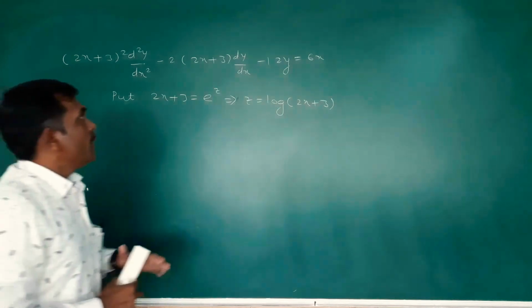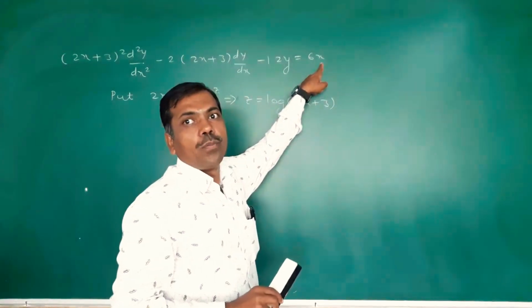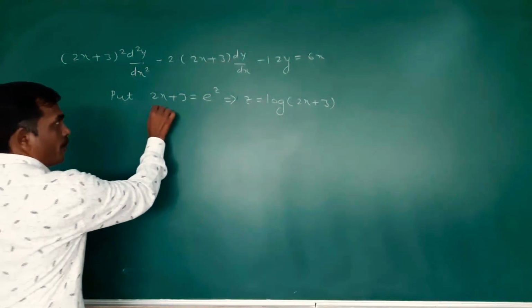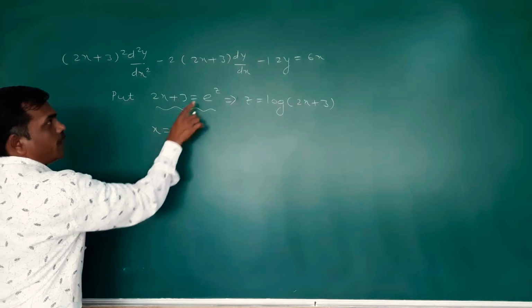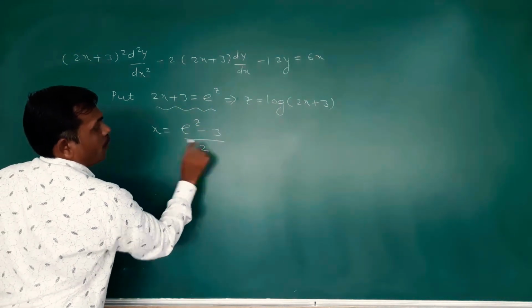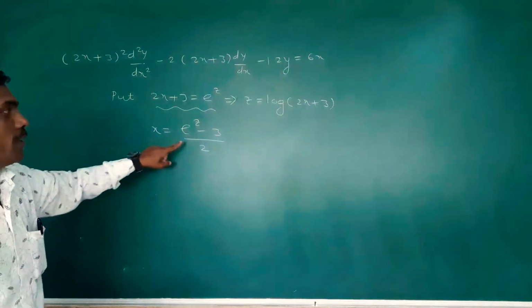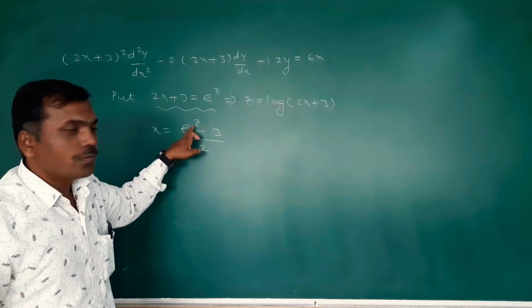Now here x is there, which means I need the value of x. From this term we find x. What is the value of x from this? x is equal to (e^z − 3)/2. So the value of x is in our hand, and we transfer x terms into the terms of z.